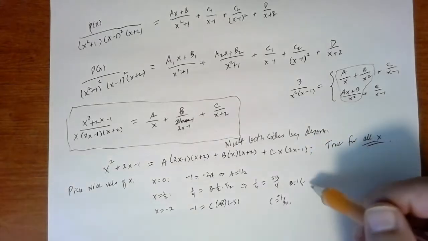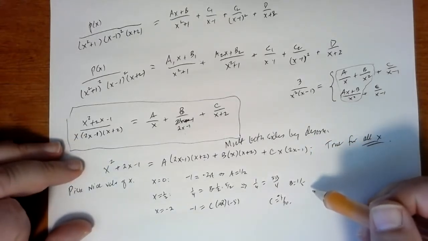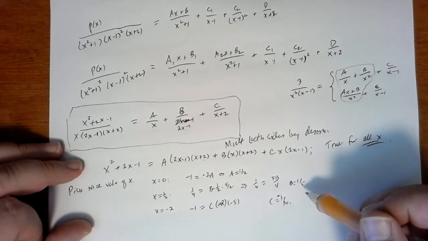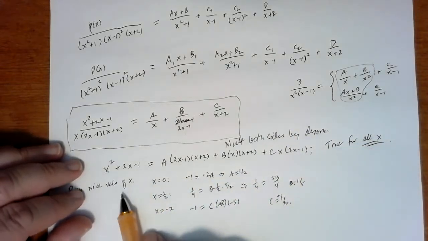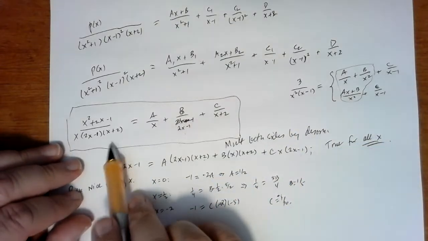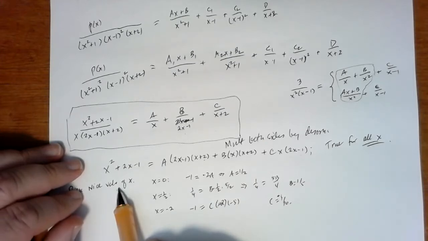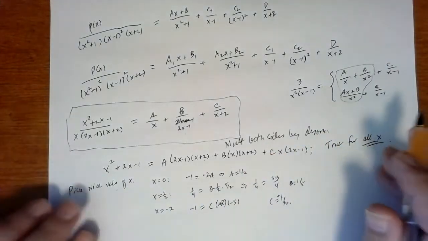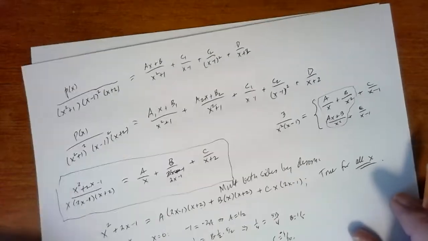Now I wanted to just point out that there is a different way of doing this. It's better if you have quadratic terms in the denominator, so that there are no nice values of x to use. Okay, so let's look at that.